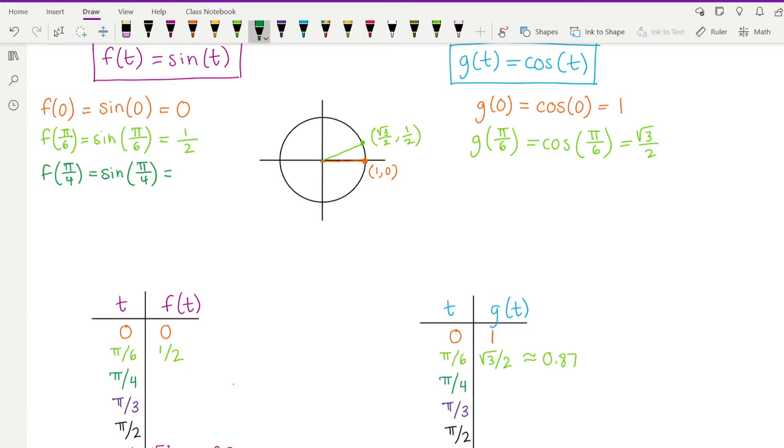Okay, so pi over 4, we know that that is a 45-degree angle, and so we know the coordinates of that point are square root of 2 over 2 and square root of 2 over 2.